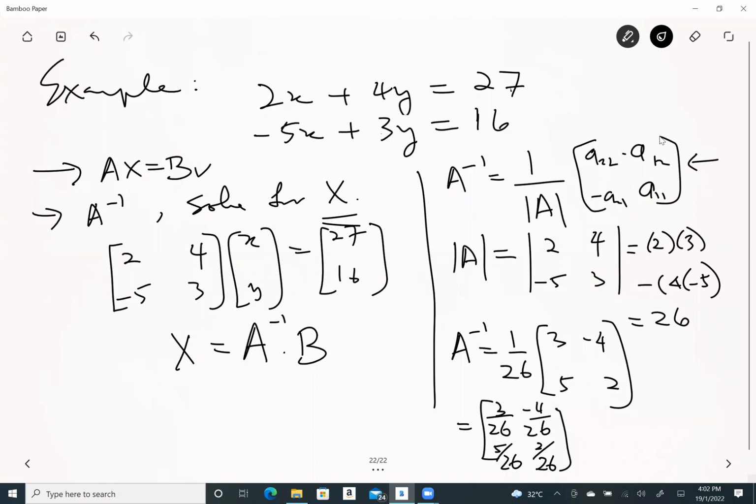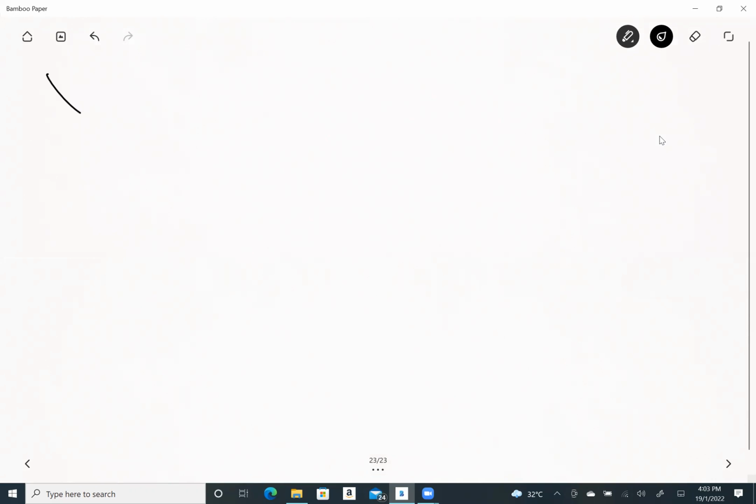Any question? All right. So multiply. Okay, you multiply and see what you get. So you have to solve for X. How do I solve for X? Multiply the inverse of A with the B. So I go to the next page. So X is equal to the inverse of A, which I already wrote. Now I write the inverse, which we already found: 3 over 26, negative 4 over 26, 5 over 26, 2 over 26.